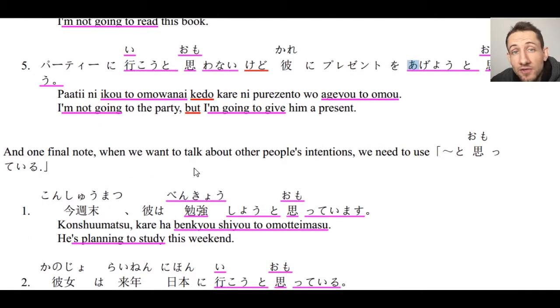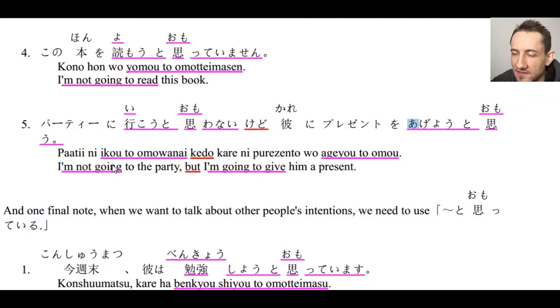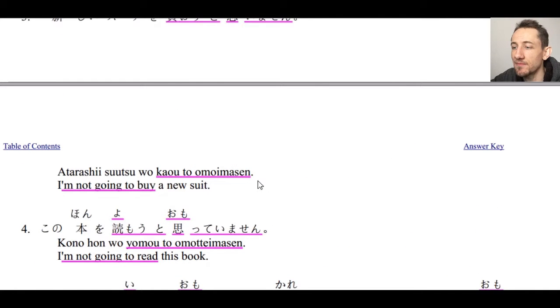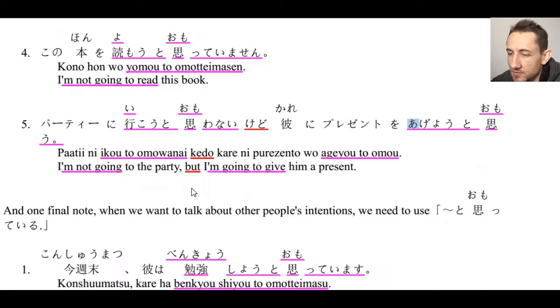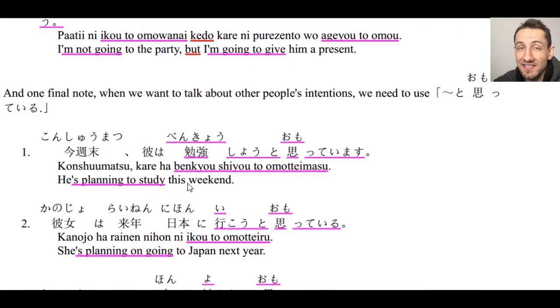And on a final note, as you guys should know, if you studied the previous chapter 26, when we talk about other people's intentions, we need to conjugate omou to the teiru form. So when we talk about all these sentences we've looked at, I have been the subject. I'm not going to buy a new suit. I'm not going to read this book, or I am going to read this book.